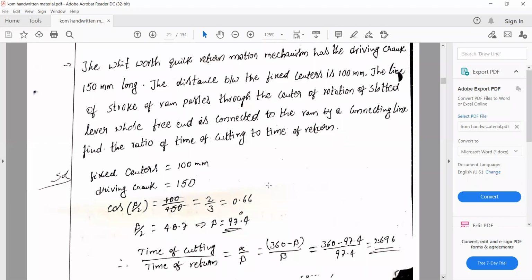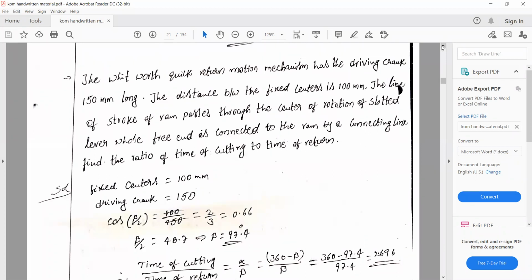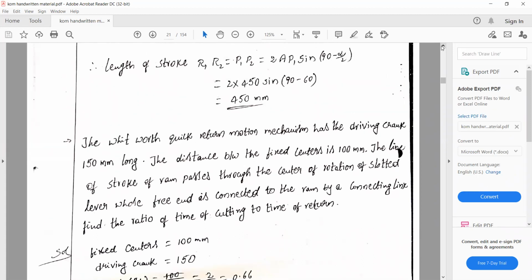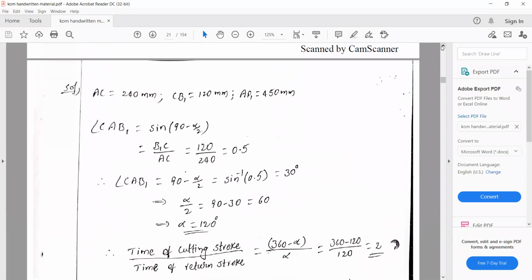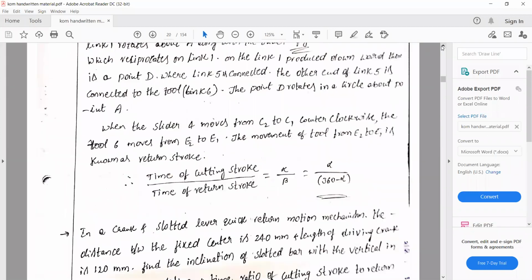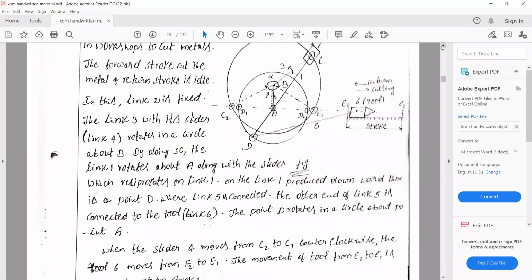From the problem description, we have to write the given values. The fixed centers distance is 100 mm, and the crank value is 150 mm. Now we are going to find beta or alpha. Before finding those values, let us see the diagram.